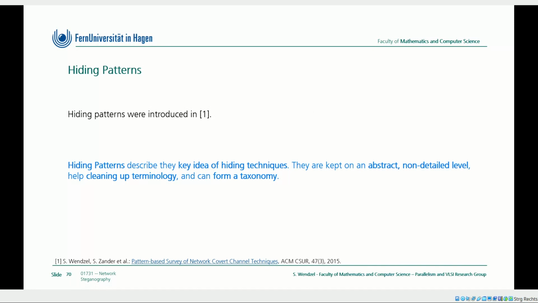But first of all, what is a hiding pattern? Hiding patterns were introduced in this 2015 paper here, and they describe the key idea of hiding techniques. The description of a hiding technique here is not, for instance, protocol specific. It's abstract, kept on a non-detailed level. And also these patterns help clean up terminology and taxonomy because they can form the links; you can derive one pattern from another, and so on.